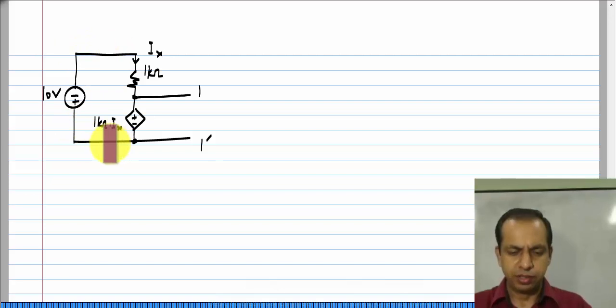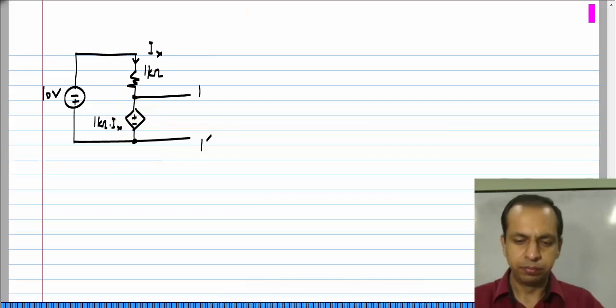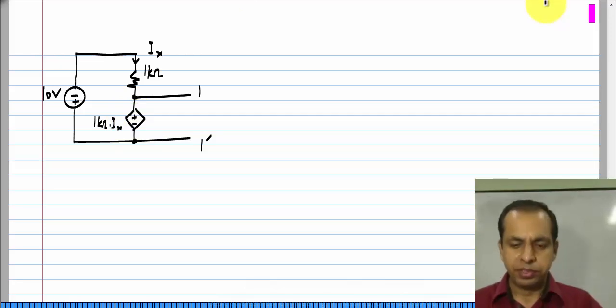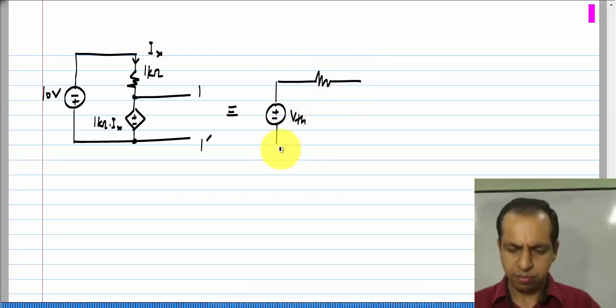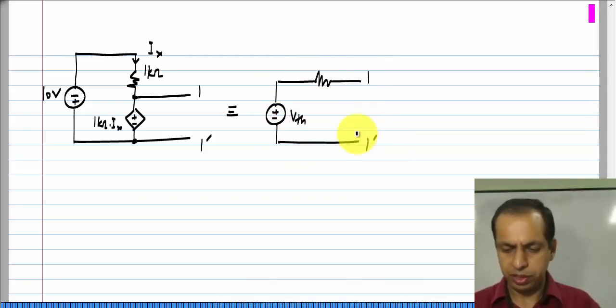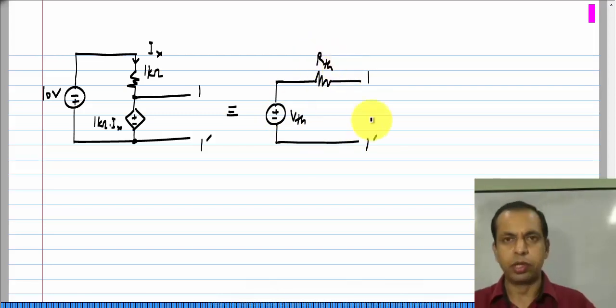I have a voltage source here and I have this 1 kilo ohm resistor. The current through the 1 kilo ohm resistor is I x, and this current controlled voltage source is 1 kilo ohm times I x. Okay. The procedure is exactly the same as before. What I want to find, of course, is the equivalent of this between the terminals 1 and 1 prime with the voltage source value V t h and the resistance value R t h.